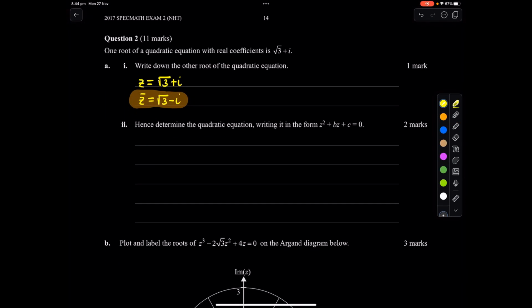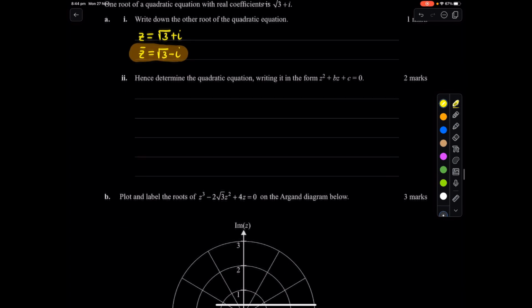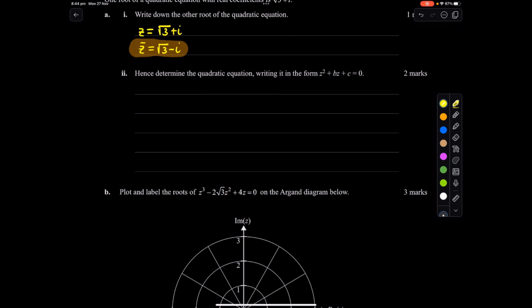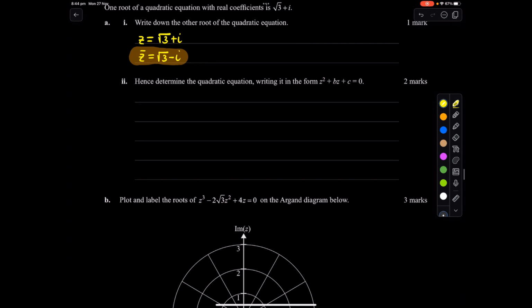Hence determine the quadratic equation, writing it down in this form. Okay, let's think. That's pretty much it. That's very easy. So this is a form that a lot of students don't know, but the form of a quadratic, if you have 2 roots, is z squared minus (alpha plus beta) z plus alpha beta equals 0.